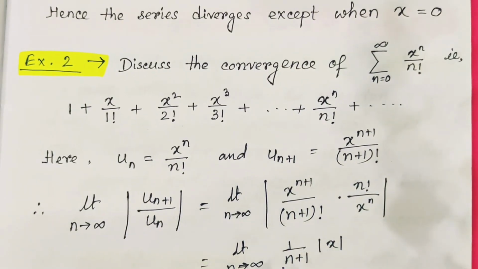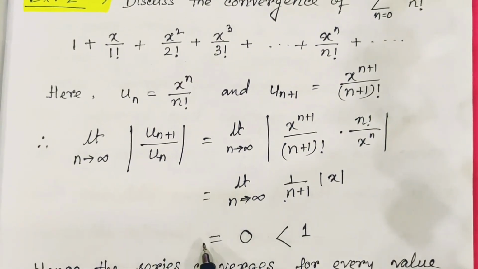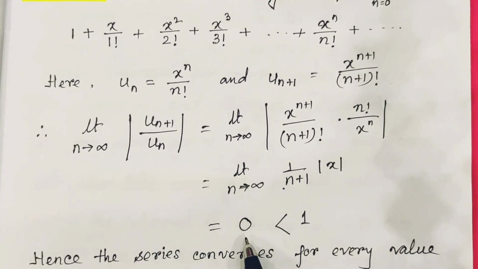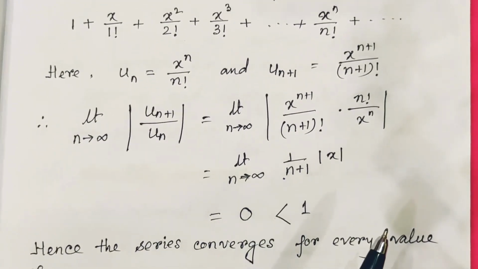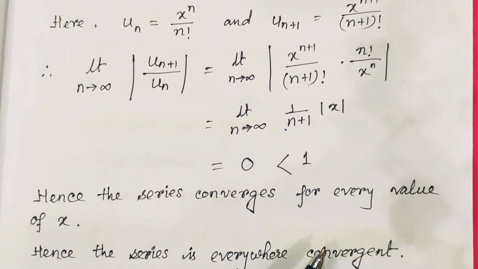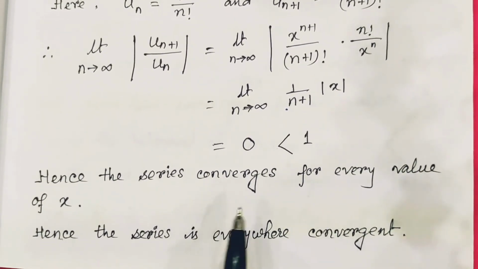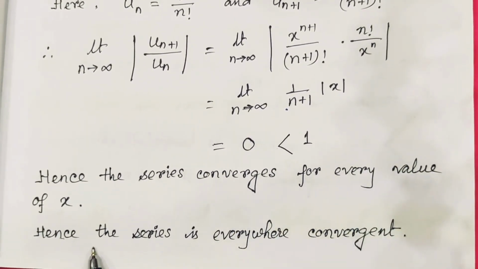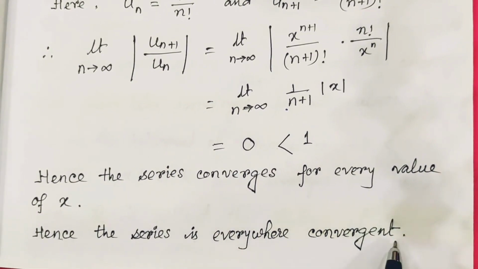Now if we take the ratio and take the limit as n tends to infinity, then we will find the value is 0, which is less than 1. Hence, we can conclude from here that the series converges for every value of x. Hence, the series is everywhere convergent.